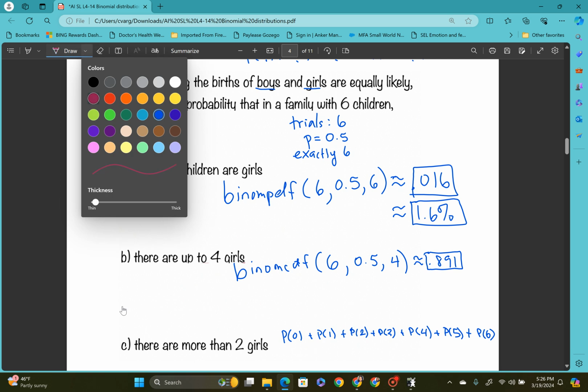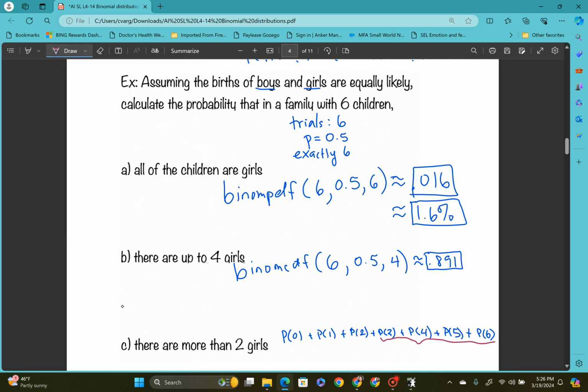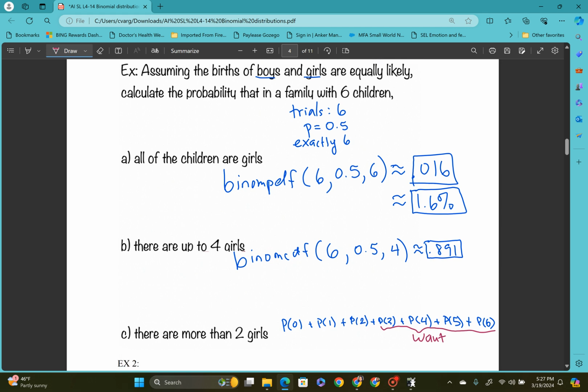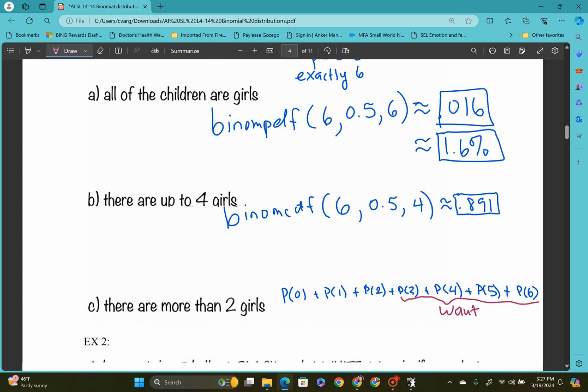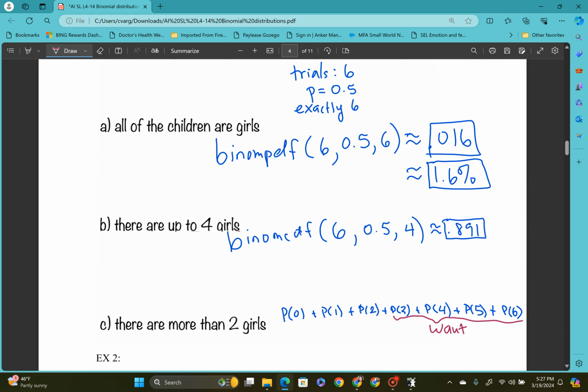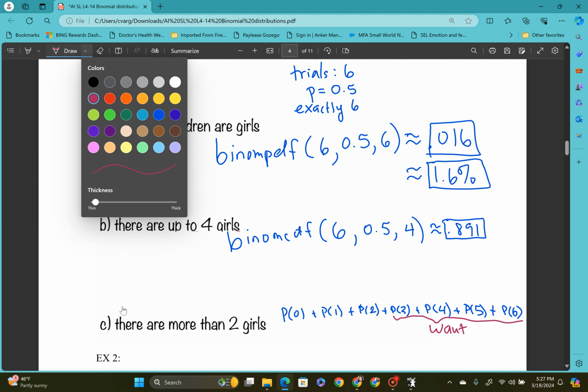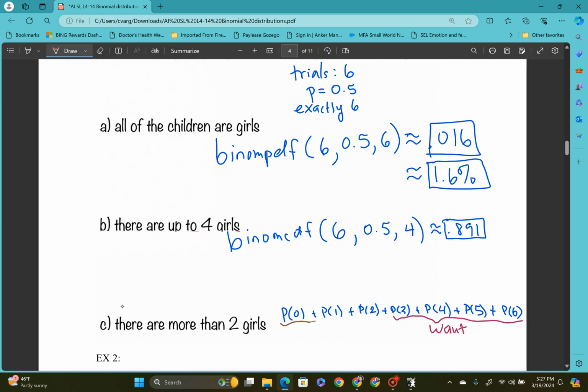So let's talk about what this means. That means this is what we want. More than 2 is 3 girls, 4 girls, 5, or 6 girls. This is what we want. So we know that when we use our calculator for binom CDF, that can give us this part over here. So we can get this by doing binom CDF.